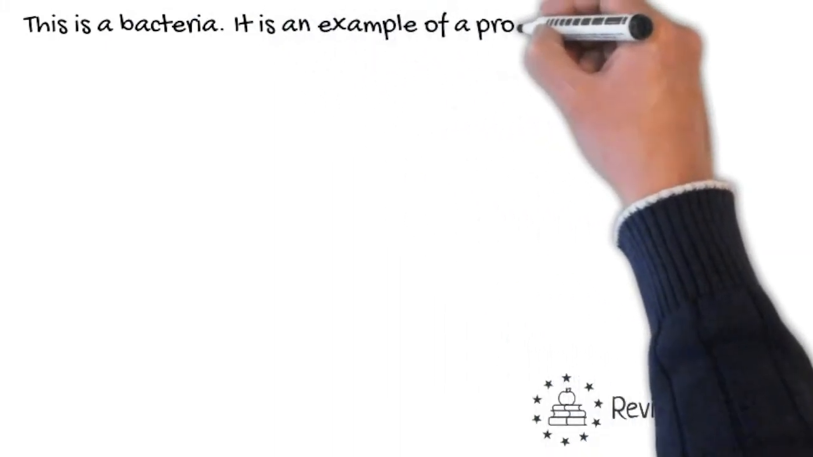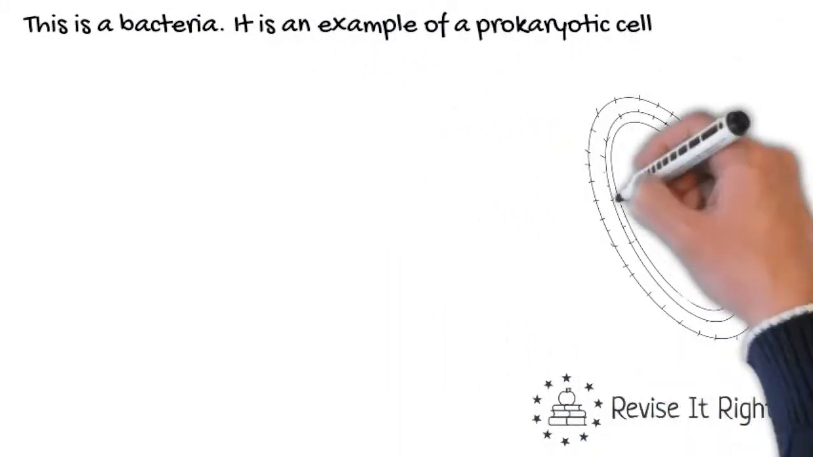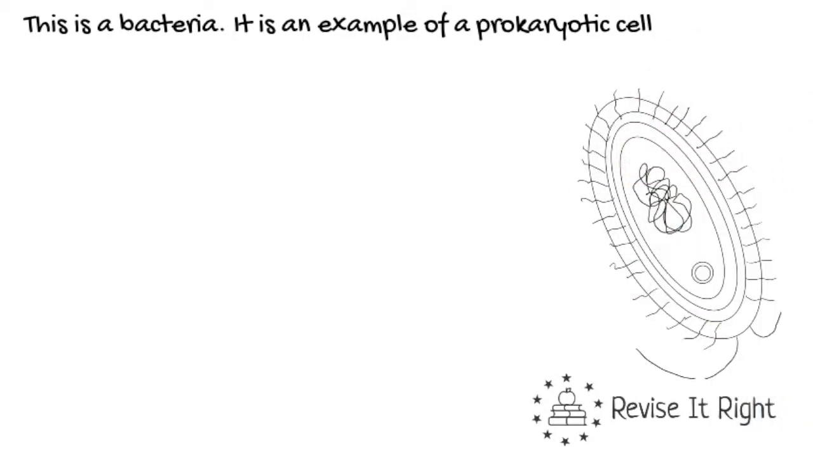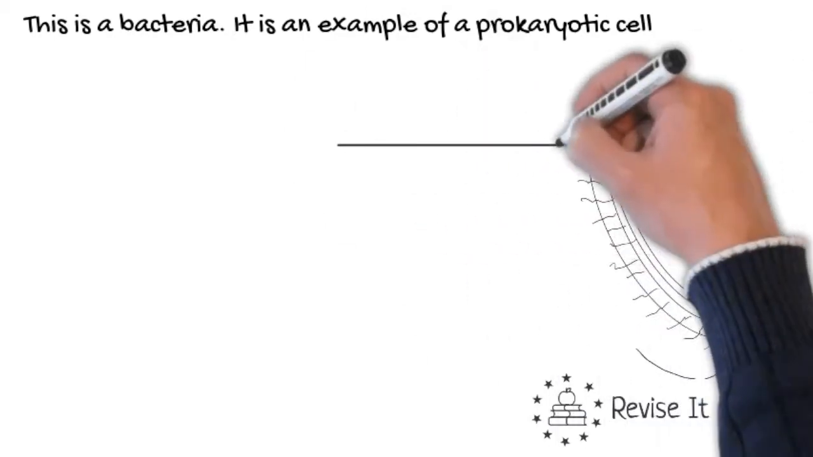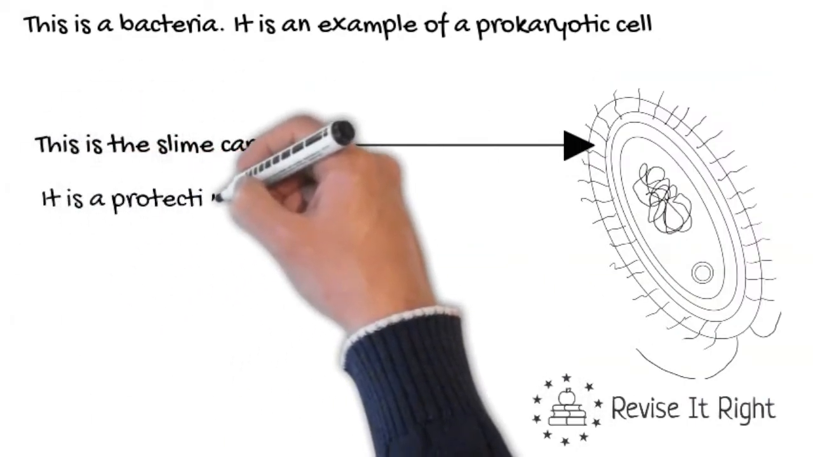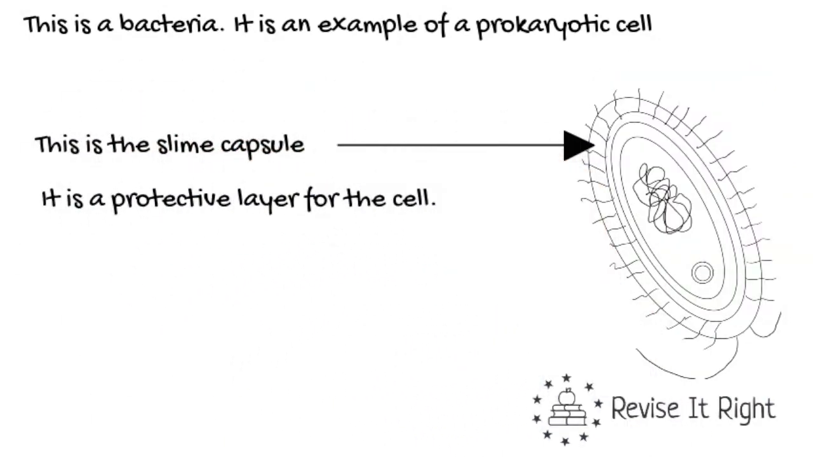Here we have a bacteria. It is an example of a prokaryotic cell. Here is a slime capsule. It is a protective layer for the cell.